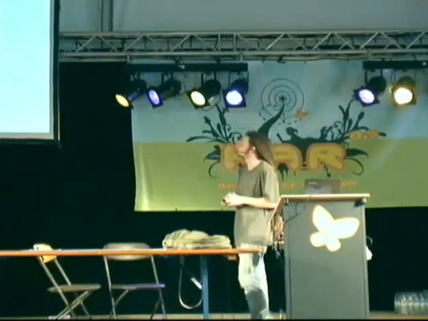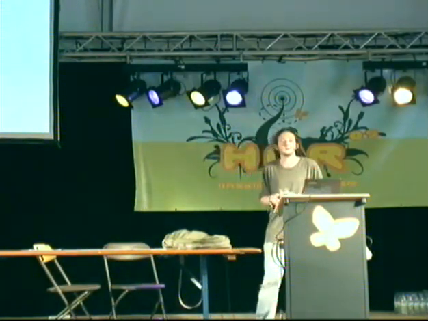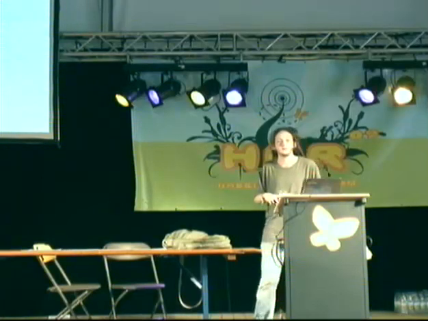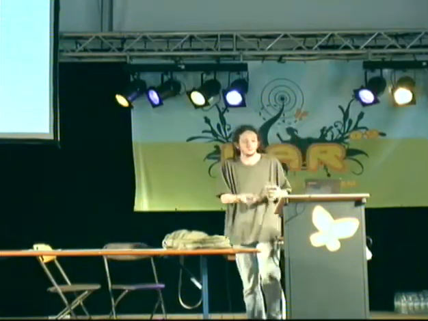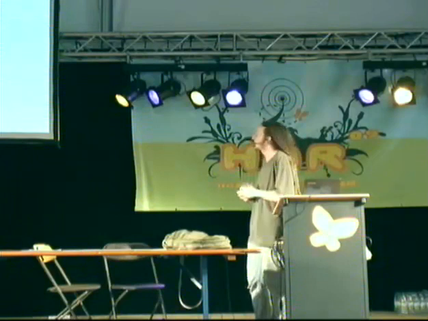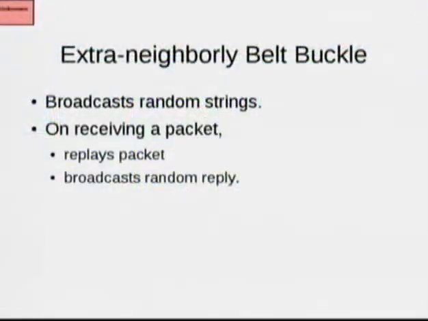I've been doing some work on a neighborly Tennessee belt buckle. You might have seen it at ShmooCon. It's actually a wireless sensor, and it runs around by broadcasting random strings. When it receives a string, it puts it into a small buffer, and then it replays it, along with a random reply. So if you have two of these together, they just start bouncing back and forth, and they display the packet on their LEDs, and they blink, and you can say, hey, I've got a belt buckle too, and everything is grand.